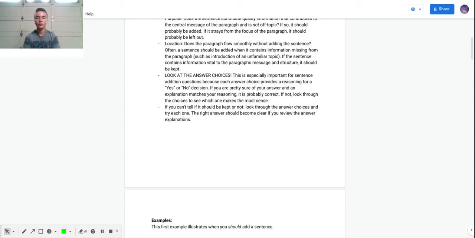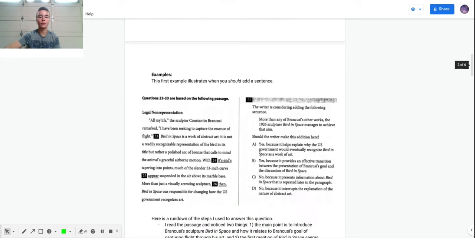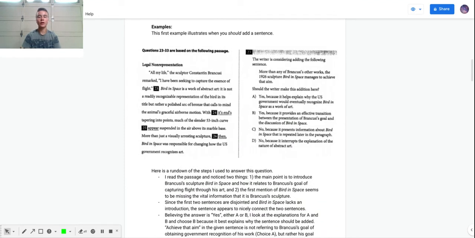So I'll just go through the first example. This one illustrates when you should add a sentence to the passage. So I kind of gave it away.